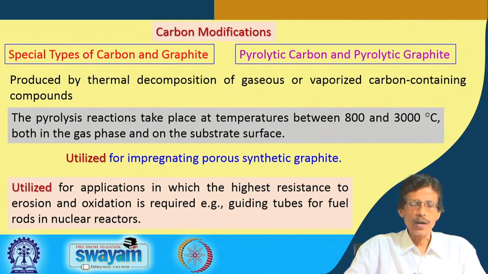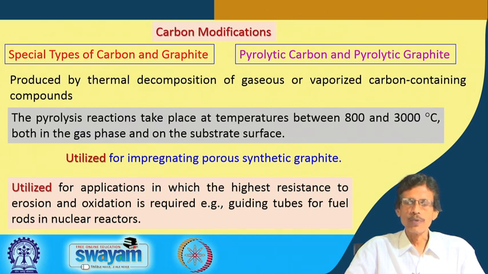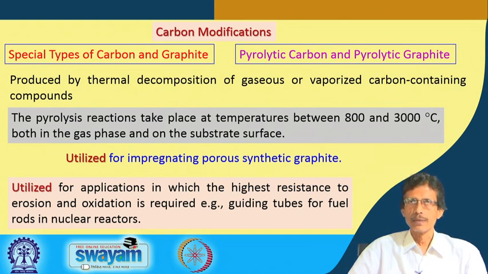Then it can be utilized for applications in which the highest resistance to erosion or oxidation is required, that is guiding the tubes for fuel rods in nuclear reactors. So, those carbon varieties basically can be utilized, as we have seen for making the synthetic graphite, which can also be utilized for making the fuel rods in nuclear reactors. So, very high temperature withstand should be there, and it should also be very highly stable. So, the guiding tubes basically for fuel rods in nuclear reactors, we use those graphite material.